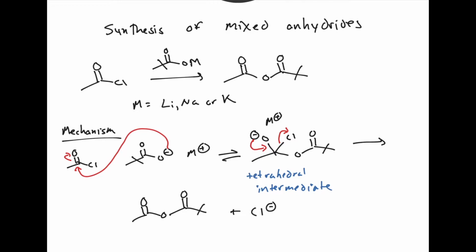So anhydrides are less reactive than acid chlorides. So they do a few less reactions, right? Basically, the thing that you use anhydrides for is you use them to make esters and amides, right? So take an alcohol, you have an anhydride, and you're just going to make an ester.